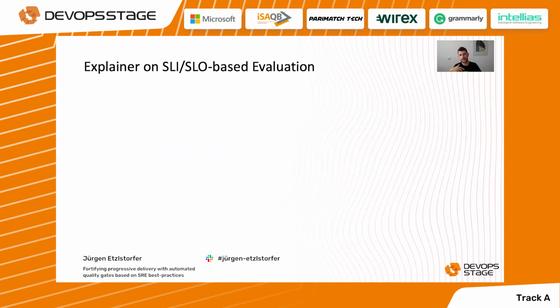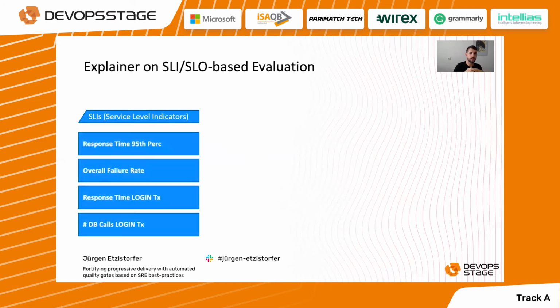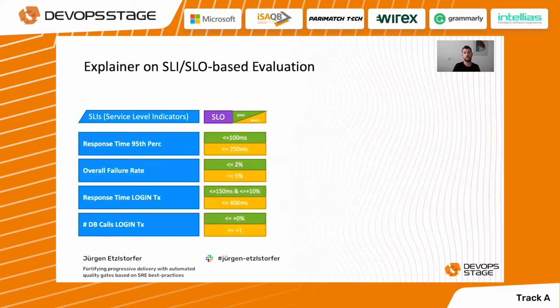So how is this SLI and SLO evaluation actually working? I've talked about it a little bit, but I also want to give an example. We have defined four different service level indicators: the response time in the 95th percentile, the overall failure rate, and then only for the login transactions, the response time and the number of database calls. Basically the same as we've seen before. And we define some SLOs for the service level indicators, so we're reusing this, and we define pass and warning criteria, sometimes just a combination of absolute and relative thresholds.